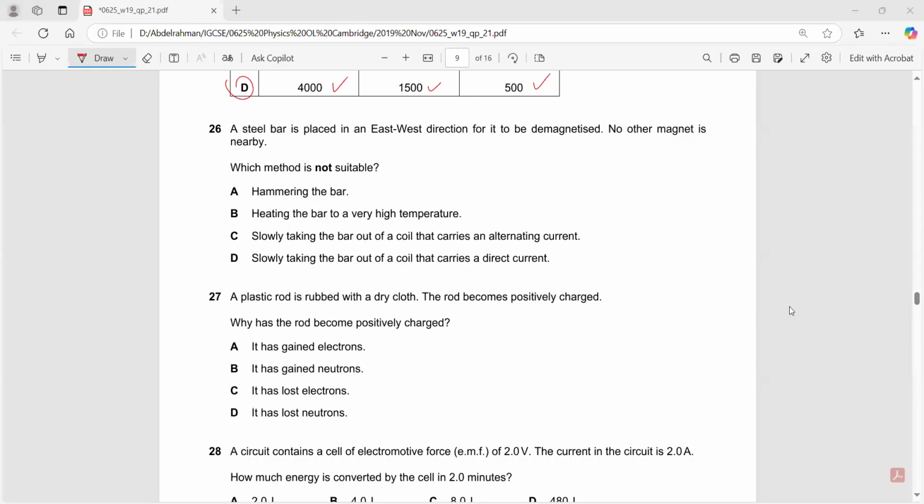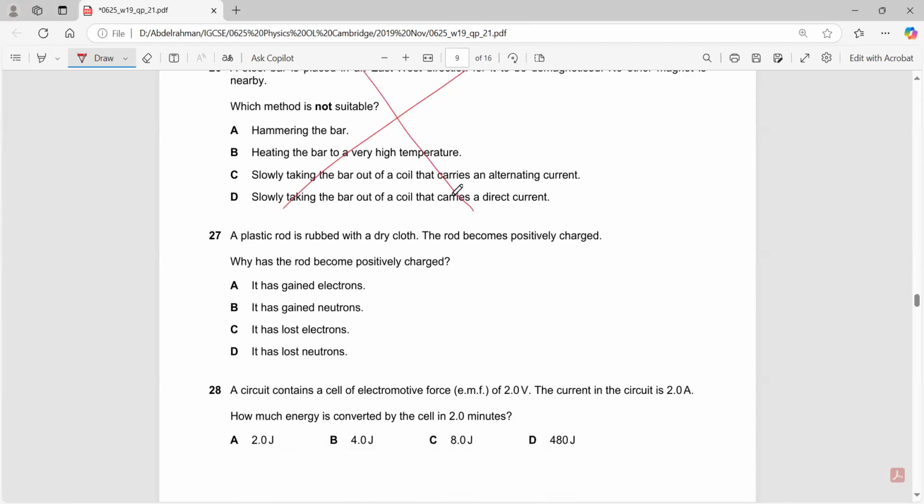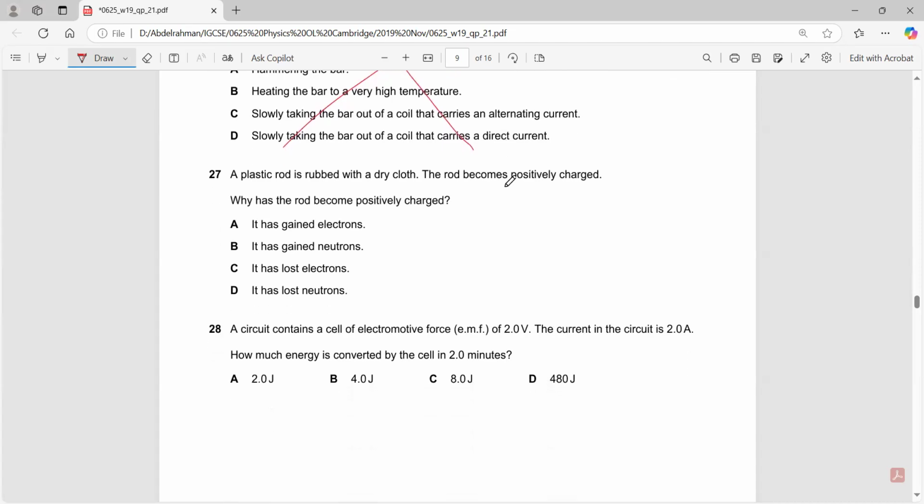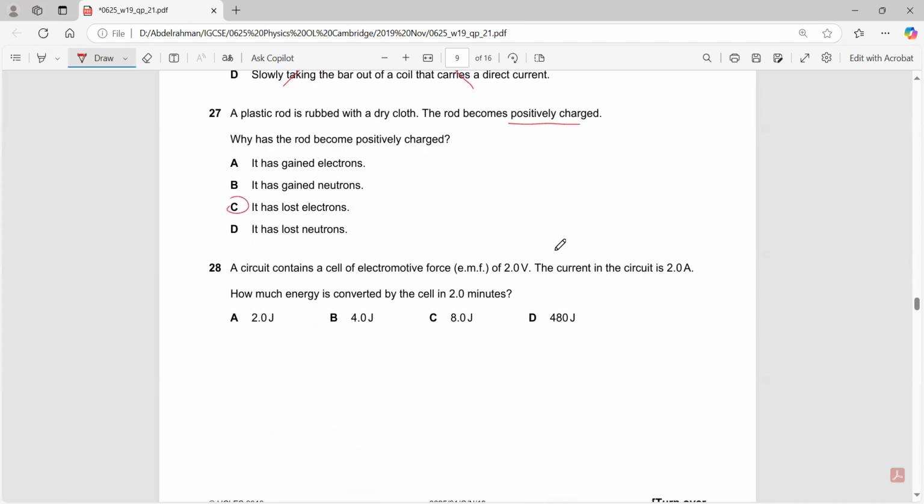In question 26, a steel bar is placed. This question is cancelled. Why? Because you need to magnetize or demagnetize, which has been removed from the syllabus. Question 27, a plastic rod is rubbed with a dry cloth. The rod becomes positively charged. This means that the rod has lost electrons.